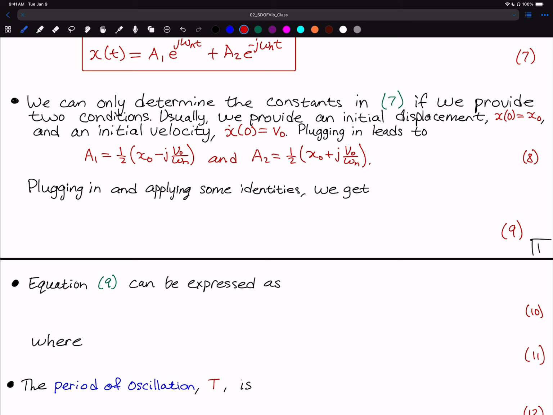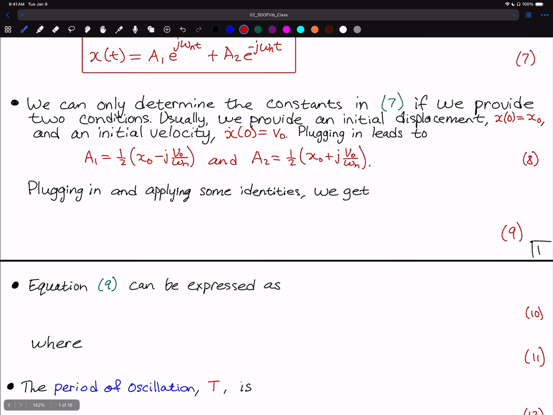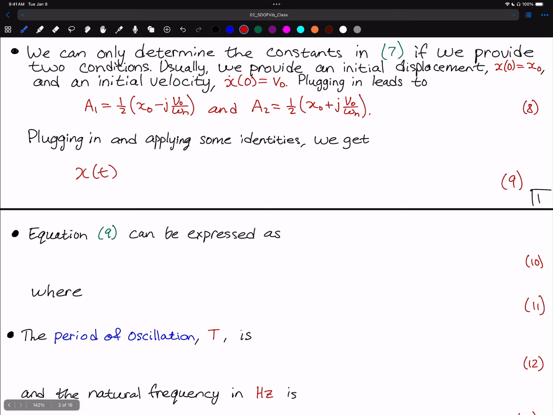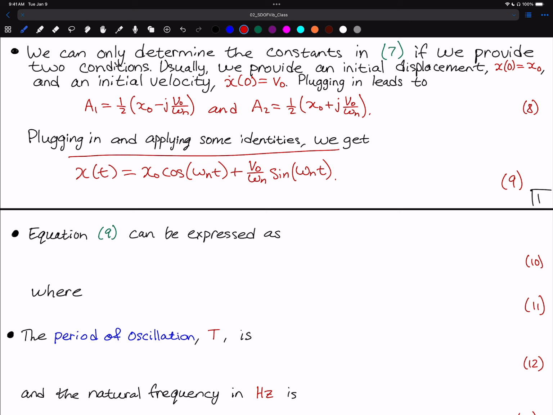and then we apply some identities from Euler, we're going to end up being able to transform from exponential form into trigonometric form, and we'll get here that x of t is equal to x0 cosine omega nt plus v0 divided by omega n times the sine of omega nt, and that is the solution for x of t given our initial conditions.